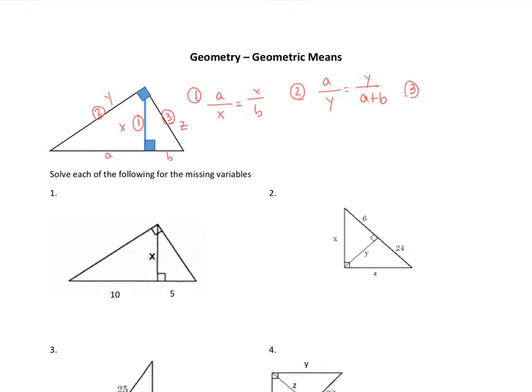And then we've got our third option. If Z is the geometric mean, let's rewrite that. If Z is the geometric mean, it's the geometric mean of the piece next to it, and then the whole hypotenuse there. Next to it, whole thing. So that would be B, and then B plus A. So that whole part. So these are the three things that can be the geometric means, and that's what we're going to work with on this worksheet.